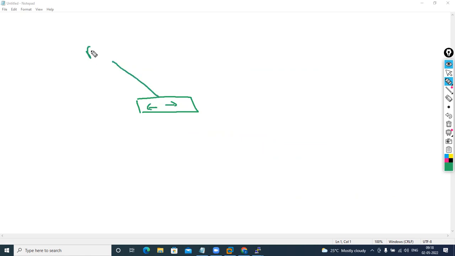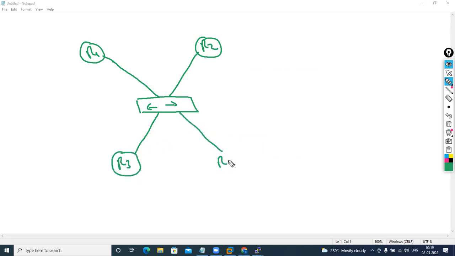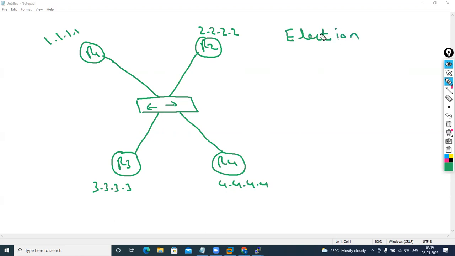Now, let us consider we have a switch and 4 routers. Let us consider the router IDs as 1.1.1.1, 2.2.2.2, 3.3.3.3, and 4.4.4.4. Now, one of the routers should become the DR, and one of the routers should become the BDR. If we talk about the election criteria, any idea? How does it elect a DR and a BDR?